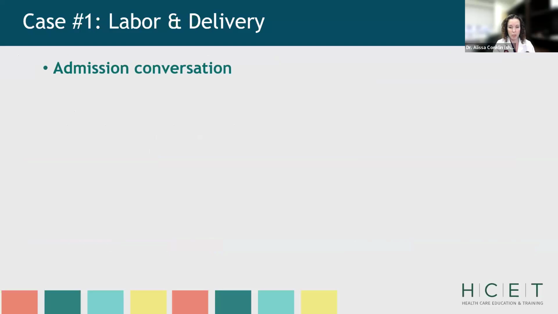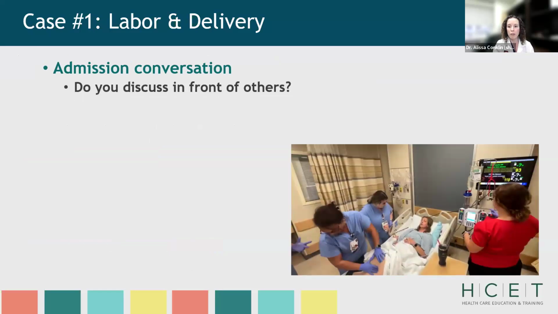When it comes to admitting someone to the hospital, how do you go about that admission conversation? This is where providers gather the information they need to adequately care for a patient. Do you do this in front of others in the room? Do you ask them to leave? Do you ask the patient what they would prefer?